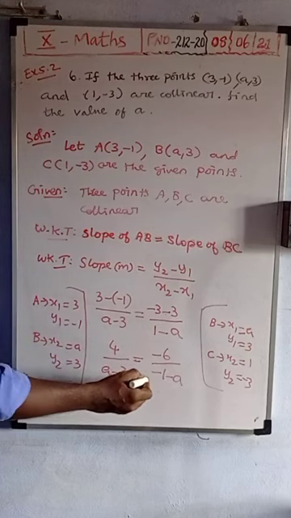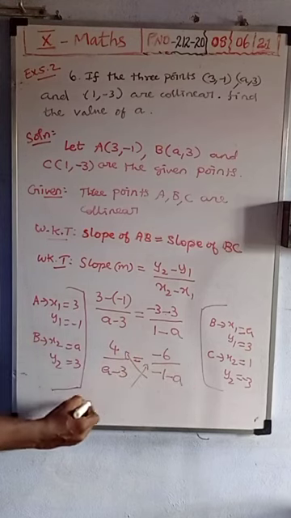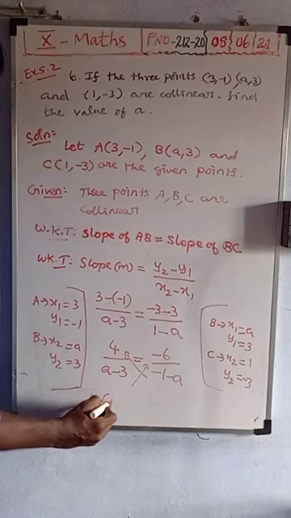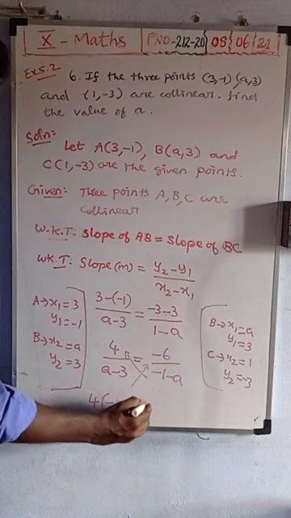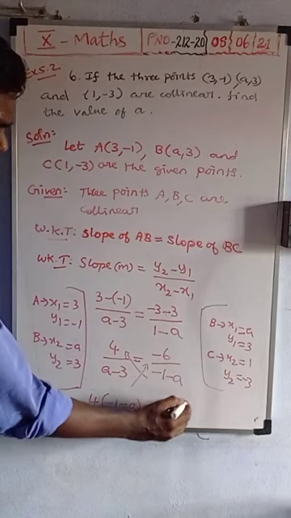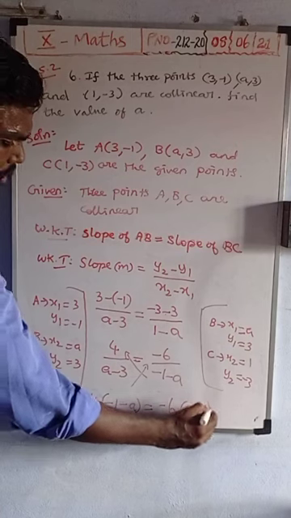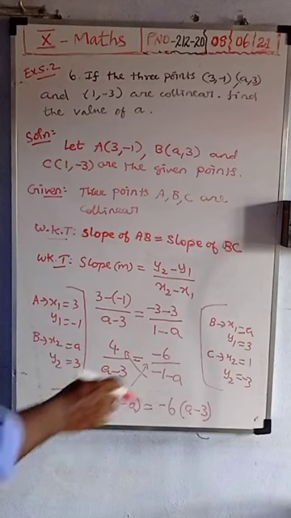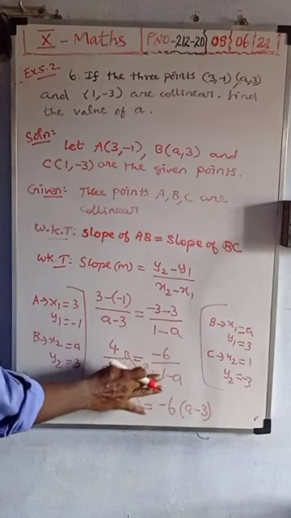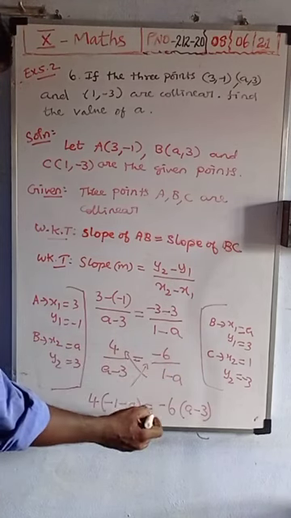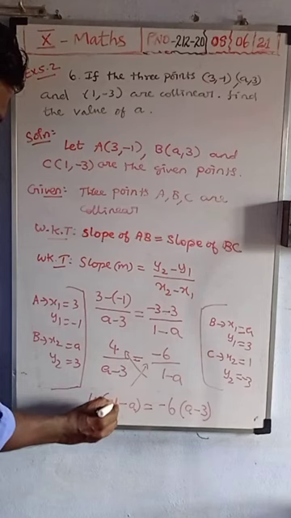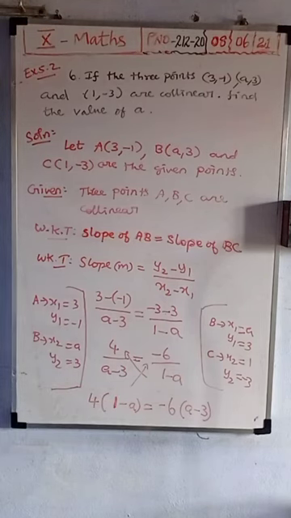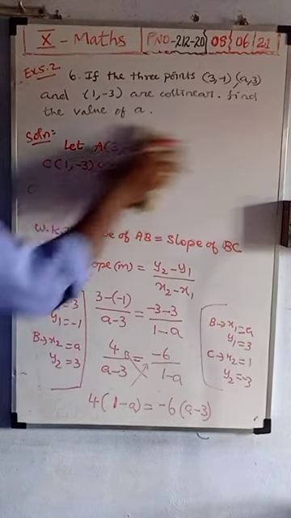Okay, now do cross multiplication. So 4 times of 1 minus a is equal to minus 6 times of a minus 3. Sorry, here x2 is 1 minus a, not minus 1, so we will get 1 minus a, positive 1 only. Now do cross multiplication, then we will get the value of a.